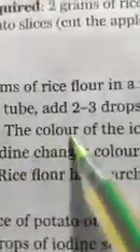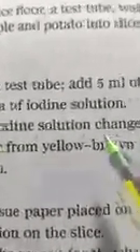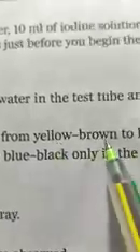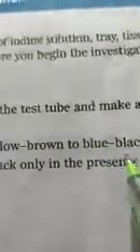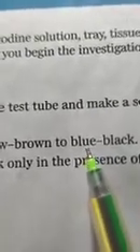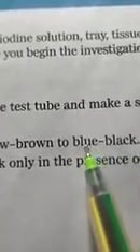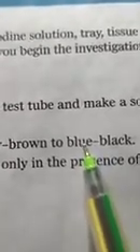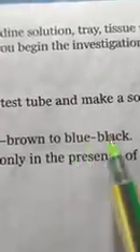Now the second step: in the test tube, add 2-3 drops of iodine solution. We know very well that for the test of starch we use what? Iodine solution. Now observation: the color of the iodine solution changes from yellow brown to blue black because starch is present in the rice flour. We also learned in the previous chapter that when starch reacts with the iodine solution, it turns blue black.